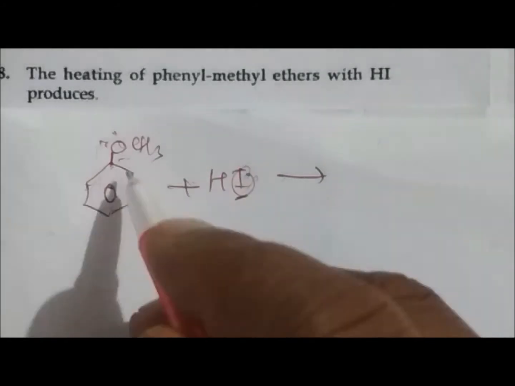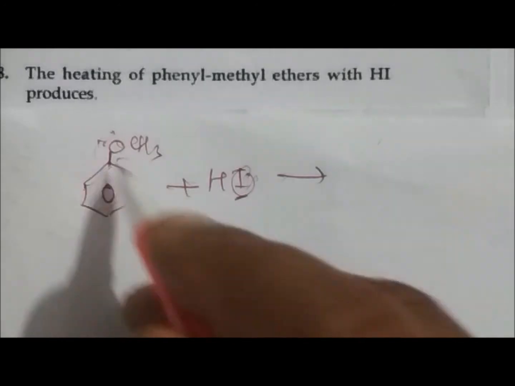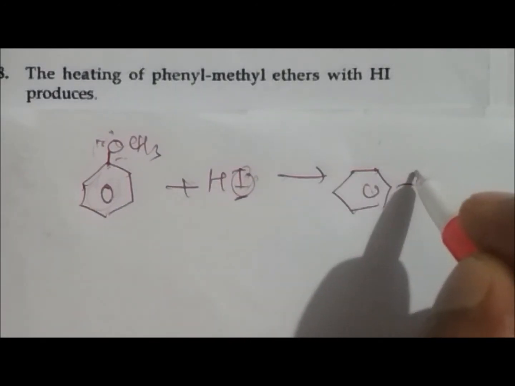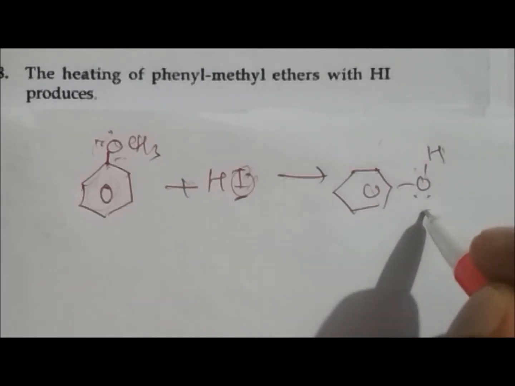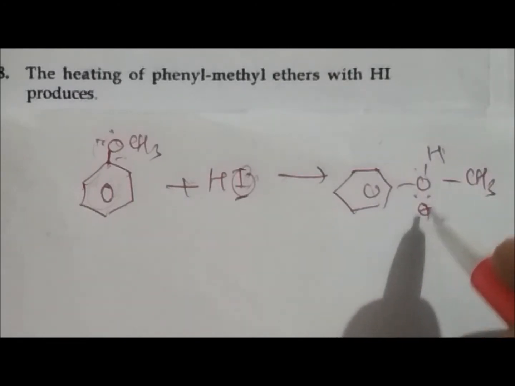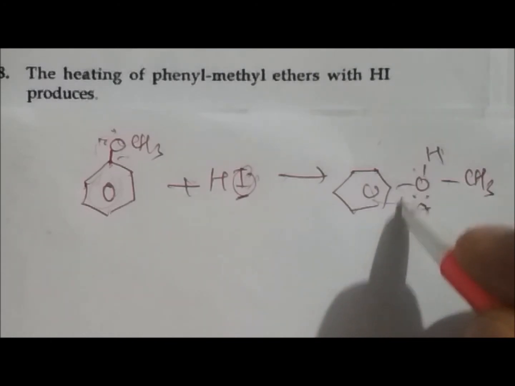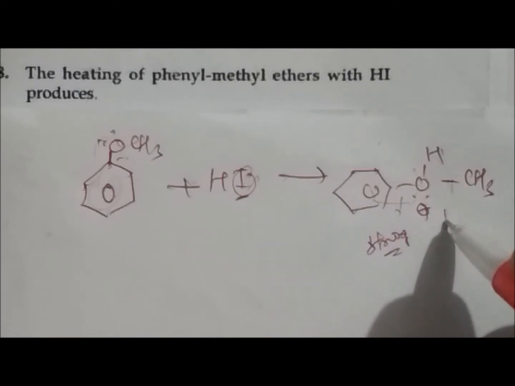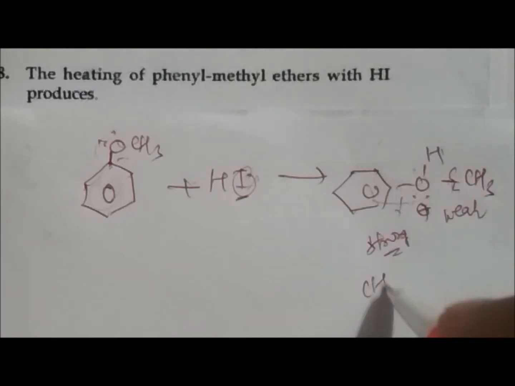First, H will attack on the oxygen, so it will become protonated. After protonation, due to the lone pair, the oxygen becomes positively charged with CH3. Now due to this protonation, what will happen? This lone pair is in resonance, so this bond will be strong, but this bond will be weak. So this will split out and it becomes CH3.